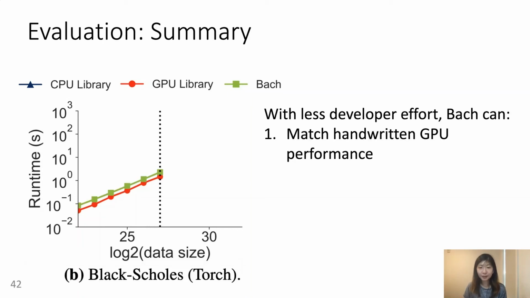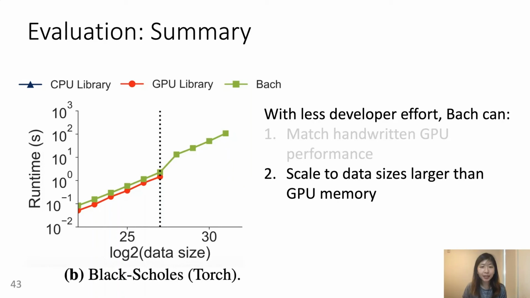The first takeaway is that without manually replacing functions in your code and writing data transfer statements, Bach can match the performance of handwritten GPU implementations. So in the graph, at the same data sizes, the 2 implementations have very similar runtimes.